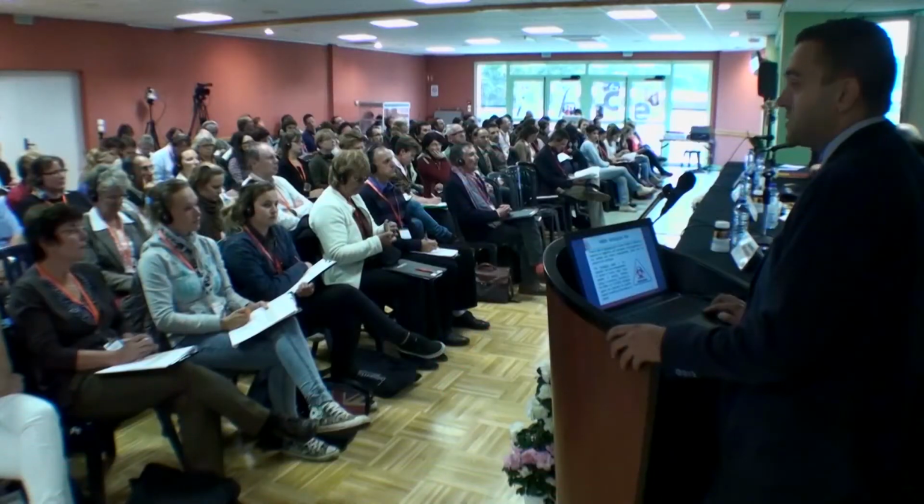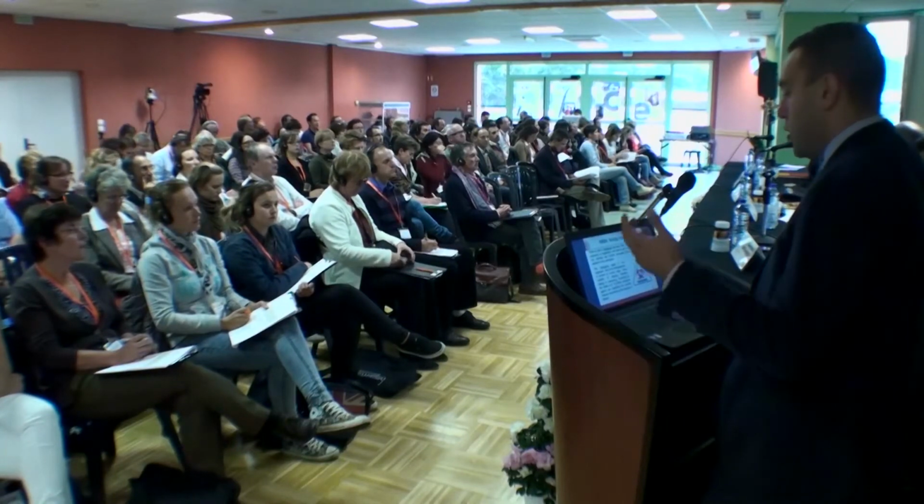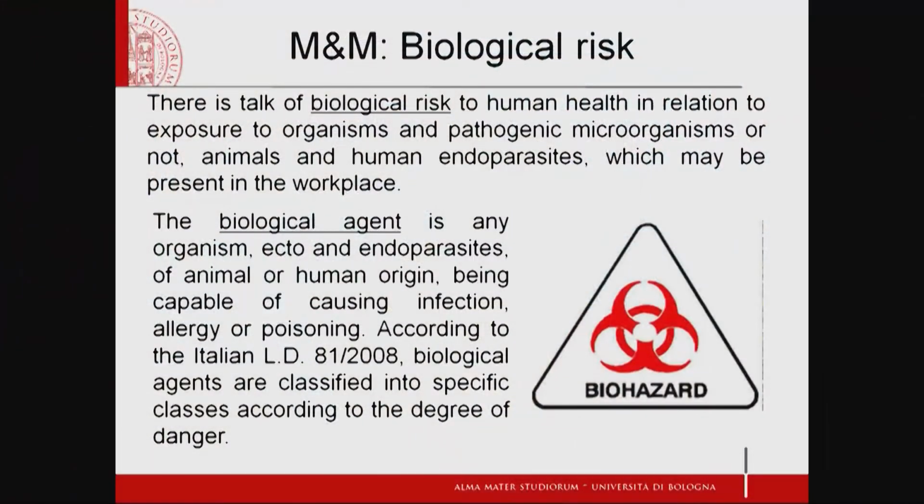Another risk is the biological one. There is talk of a biological risk to human health in relation to exposure to organisms and pathogenic microorganisms or not, animals and the human, and the parasites which may be present in the workspace. According to the Italian Decree Law 81 of 2008, the biological agent is any organism, ecto and endoparasites of animal or human origin, being capable of causing infection, allergy or poisoning. And these agents are classified into specific classes according to the degree of danger.